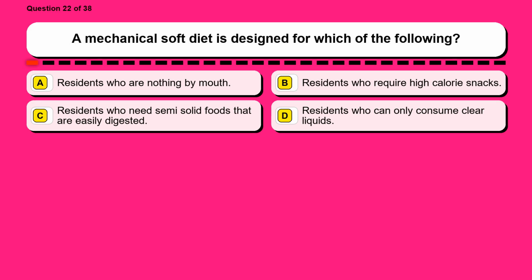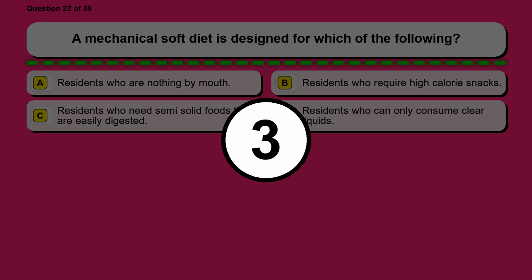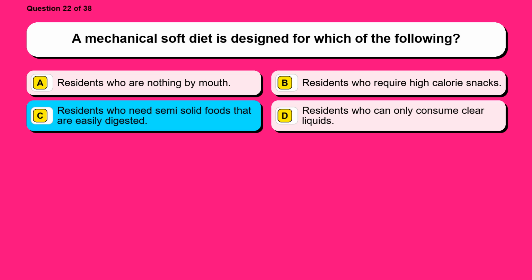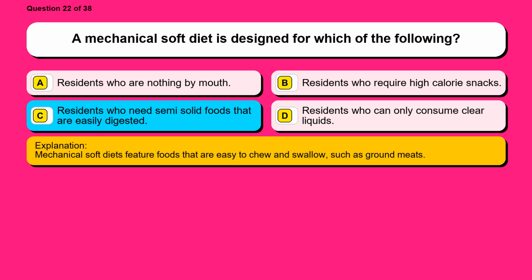Question 22. A mechanical soft diet is designed for which of the following? Option A, residents who are nothing by mouth. Option B, residents who require high-calorie snacks. Option C, residents who need semi-solid foods that are easily digested. Option D, residents who can only consume clear liquids. The correct answer is option C, residents who need semi-solid foods that are easily digested. Mechanical soft diets feature foods that are easy to chew and swallow, such as ground meats.